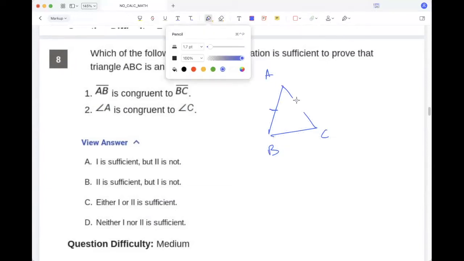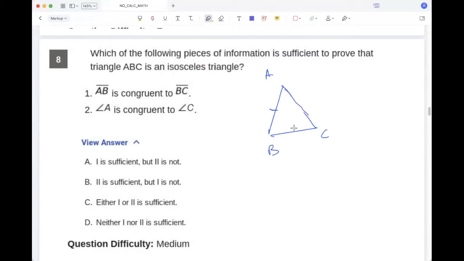Yeah, so AB is congruent to BC. For this to be isosceles, AC has to be different from either of them. So this is not sufficient by itself, right? Angle A is congruent to angle C. Okay, so let's do that.